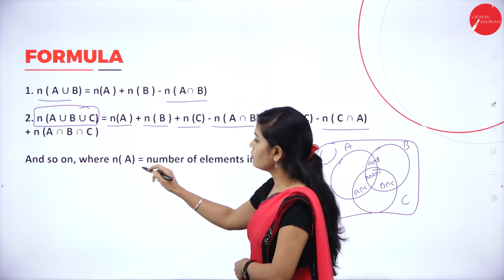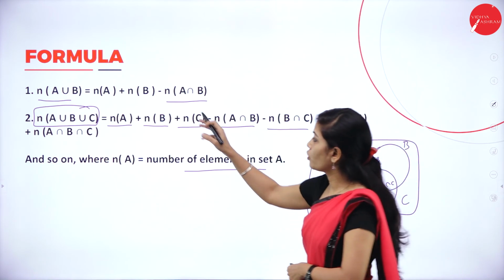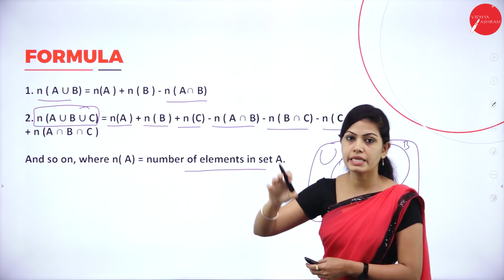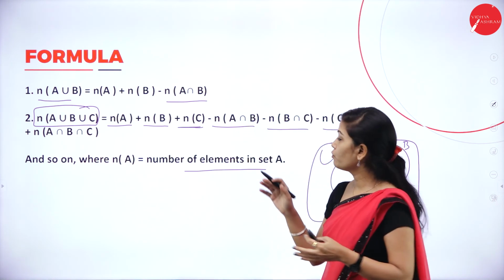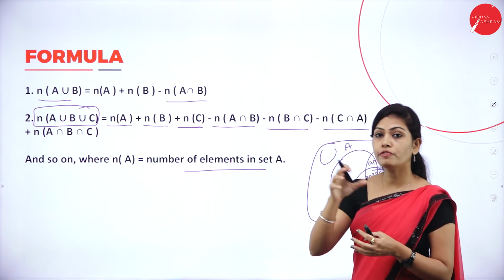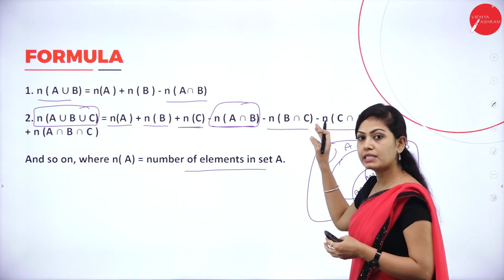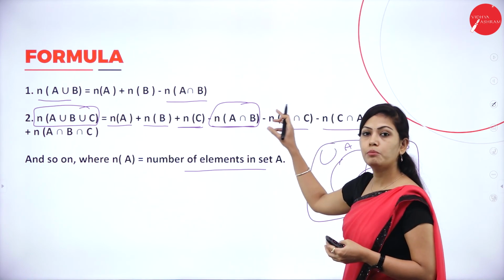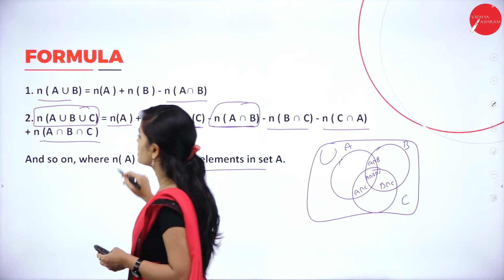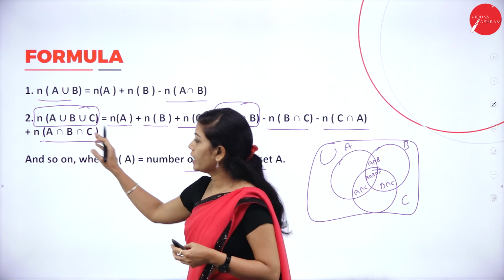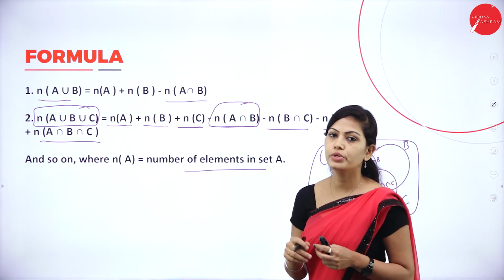So here I have n of A, which is called the number of elements in set A. What is n of B? Number of elements in set B. And n of C means number of elements in set C. What is n of A intersection B? Number of elements in both the sets A and B. And n of B intersection C means number of elements in both the sets B and C. And n of A intersection B intersection C is the number of elements in all 3 sets A, B, C. This concept you can use while doing the problems.